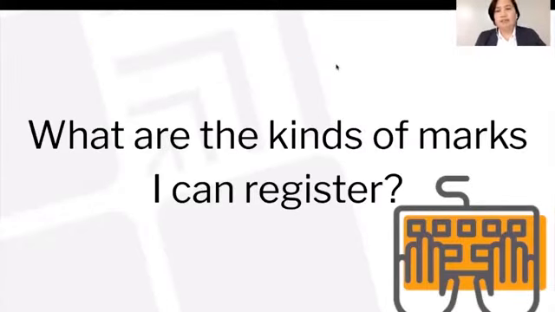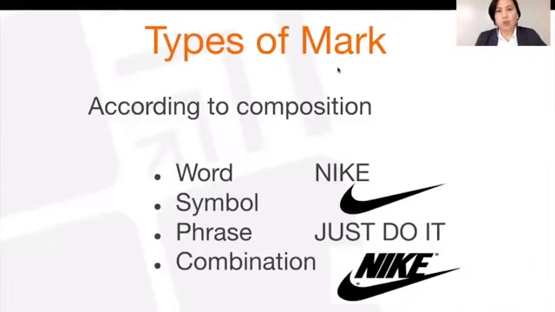Now, what are the kinds of marks that you can register? We have types of marks according to composition. Ito lang, ha? This is just an enumeration. So a trademark can just be simply a word, such as Nike. It can also be just a symbol, such as the swoosh mark. Pwede rin siyang phrase, just like Just Do It, or tagline. Okay? And a combination of a word and the symbol swoosh.